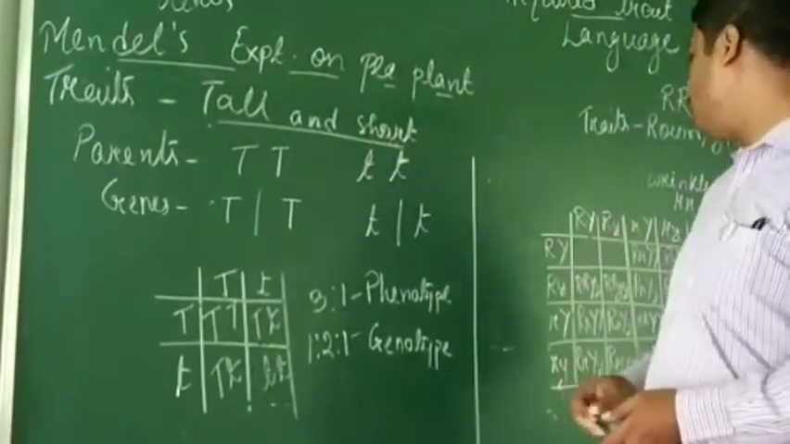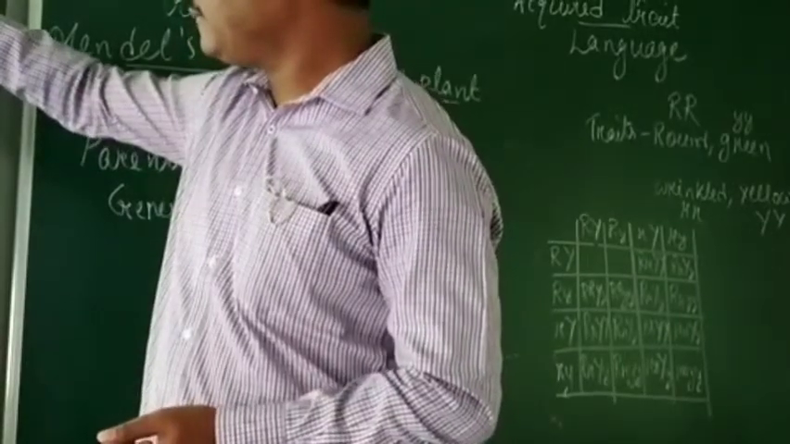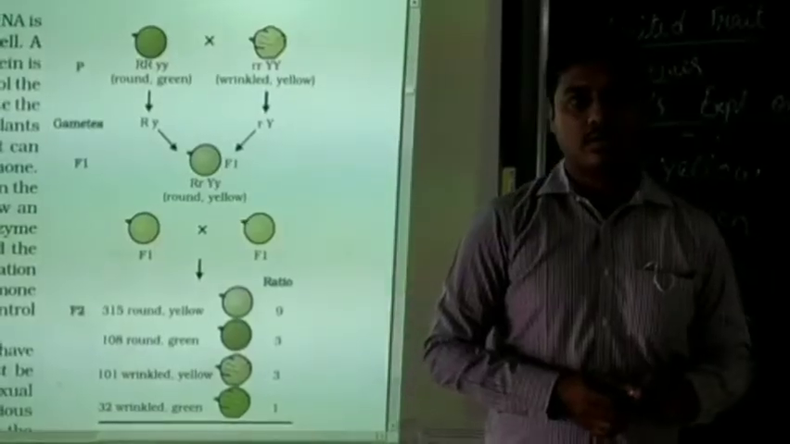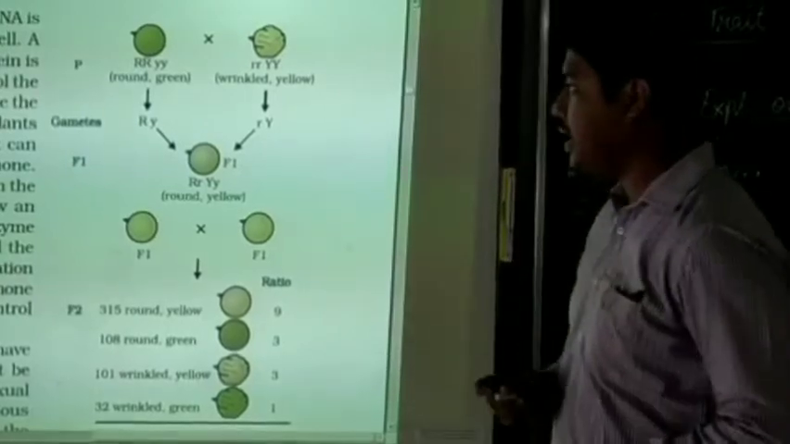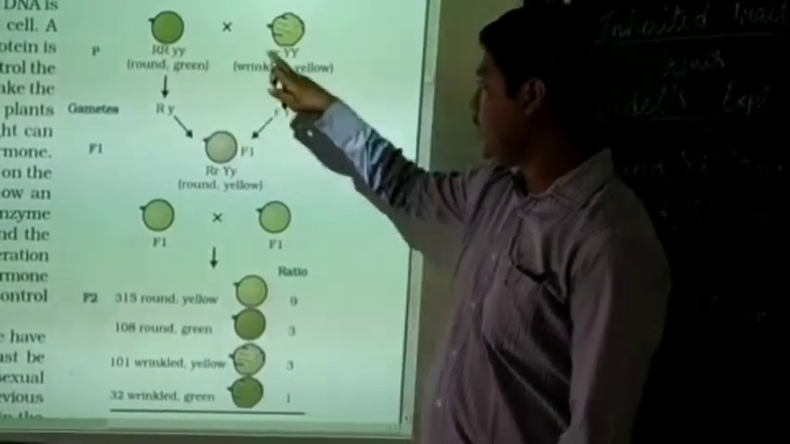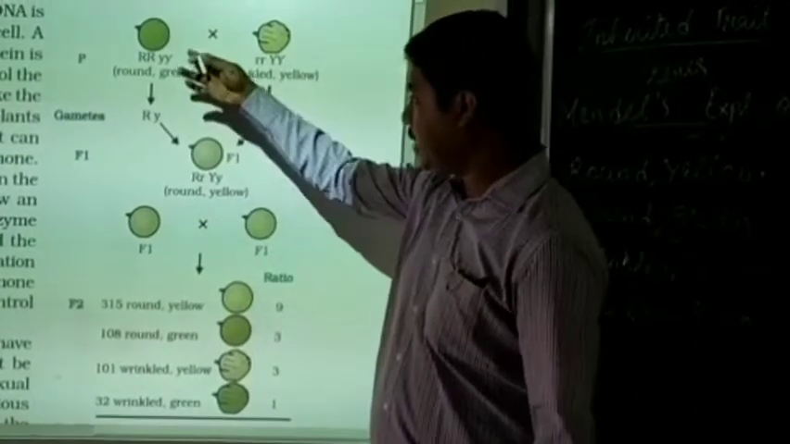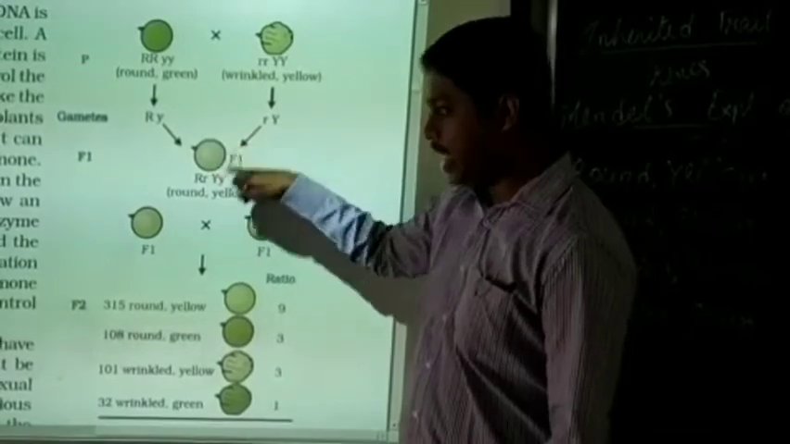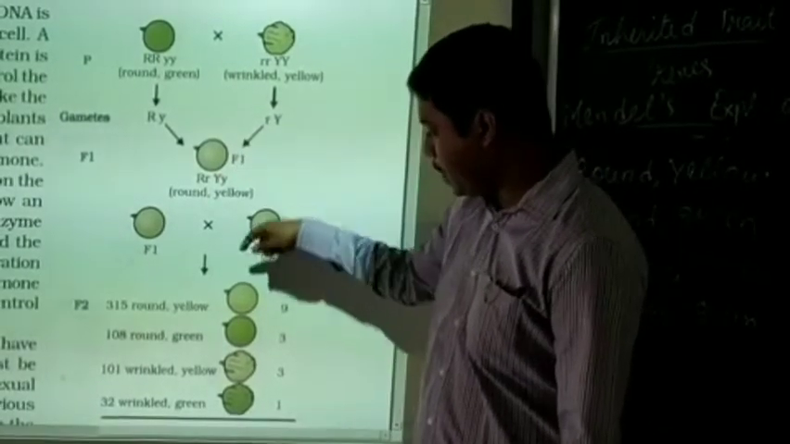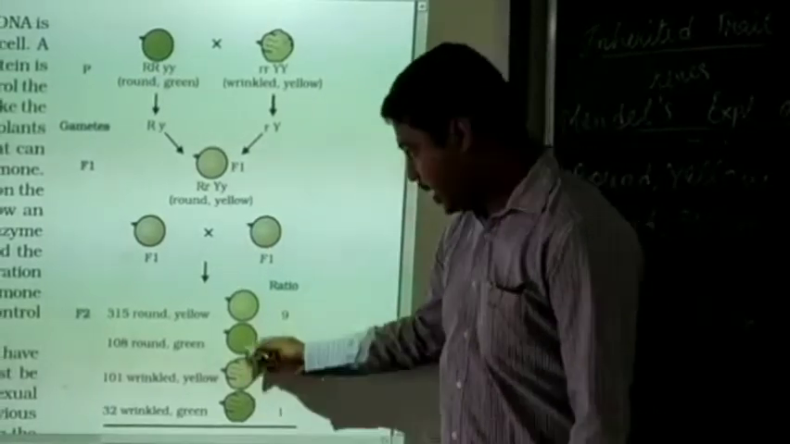Now let us look at the next part. Okay, so the next trait he has selected is round green and wrinkled yellow seeds. Okay, these are the pea seeds. Then he has done the cross pollination. He has got the F1 generation, and after self pollination, he has got the second generation. The ratio will be 9:3:3:1. Let us see how he has got this.